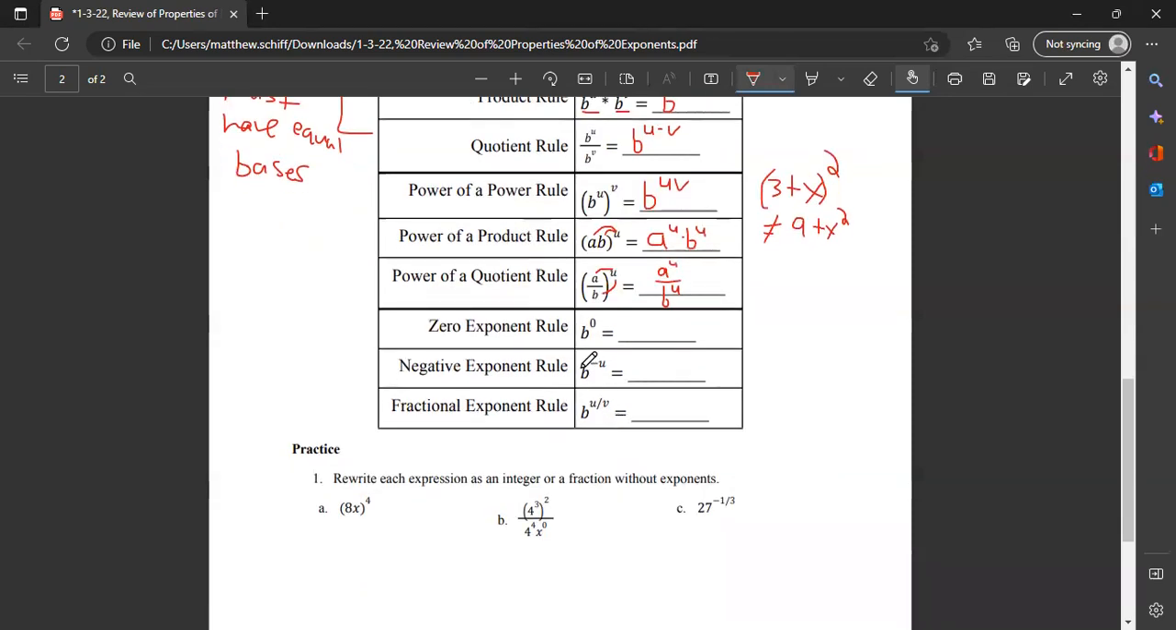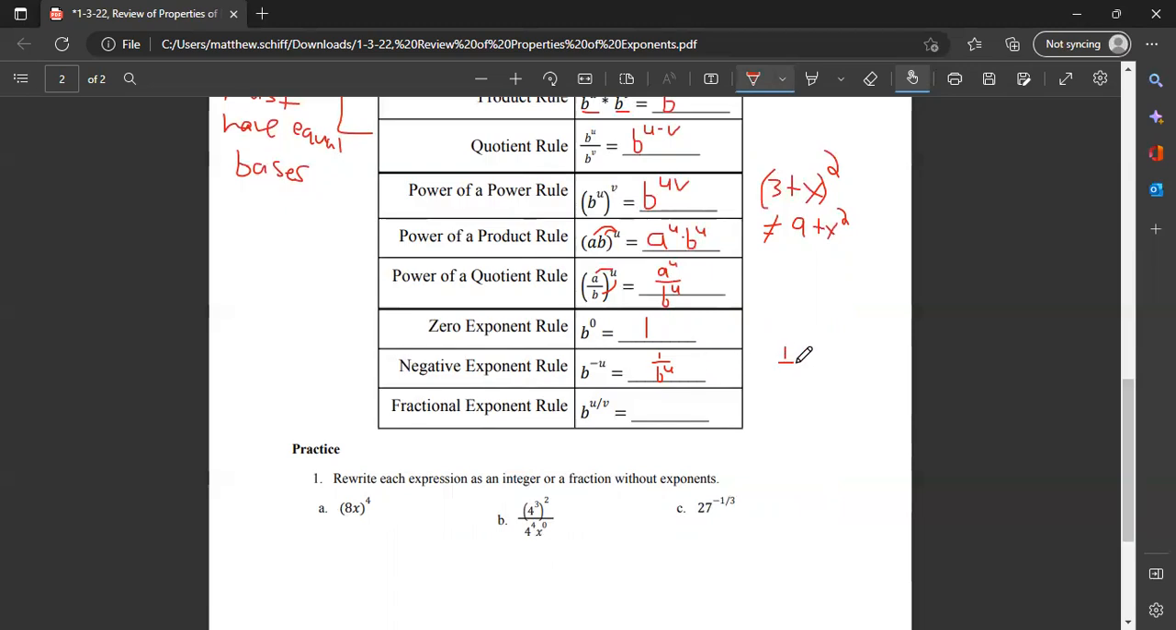And then the last few rules, the zero exponent rule: b to the 0 power is equal to 1. So any number to the 0 power is 1. Negative exponents mean you take the reciprocal. 1 over b to the u is the result of that. So really that negative exponent rule, when you have a negative exponent, you take the exponential term and you move it to the opposite part of the fraction.